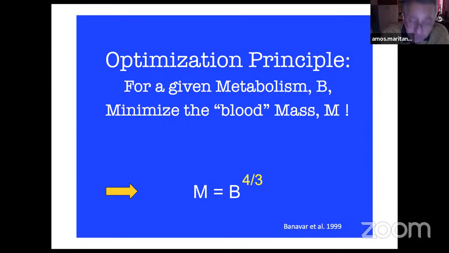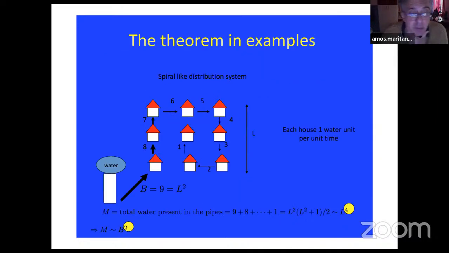Or if you want, for a given mass, you want the maximum metabolic rate possible. It's like saying that if the metabolic rate of a restaurant is the number of meals served per day, and the mass is formed by the number of waiters, you want the minimum number of waiters for the given number of meals that you serve every day.